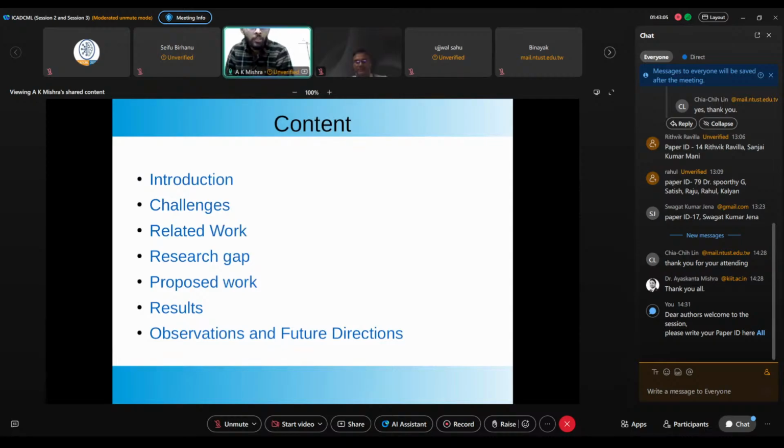We will start with a quick look over the content that we are going to present today. Firstly, we will start with the introduction to steganography. After that, we will discuss its challenges. Then we will have some related works, the research gaps, and then we will walk through the proposed work, its results, and finally we will conclude this presentation with the observations and the future directions.